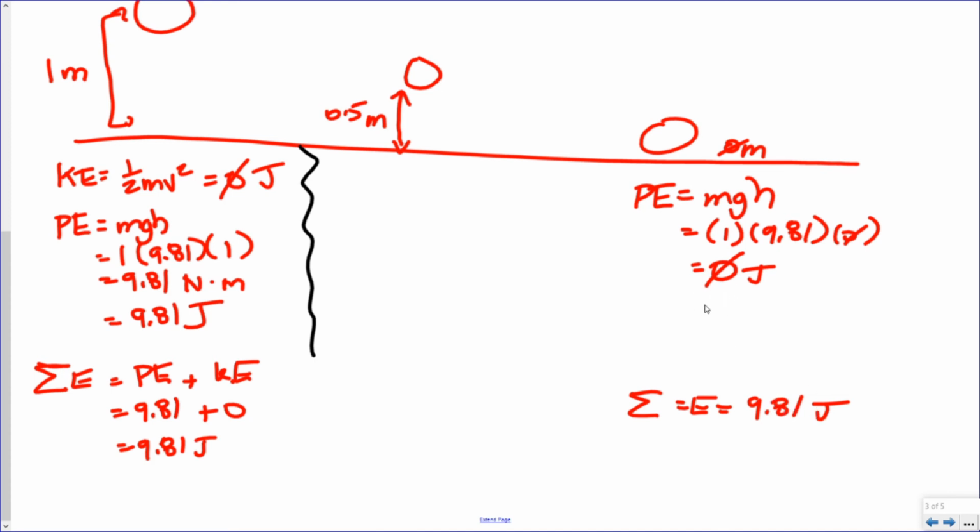If my potential energy is 0, what does that tell me about my kinetic energy? Well, it means that my kinetic energy has to be 9.81 joules, because those two together must sum to 9.81. So we could go one step further and say, if I know my kinetic energy, how fast is it going? How fast is the ball moving?